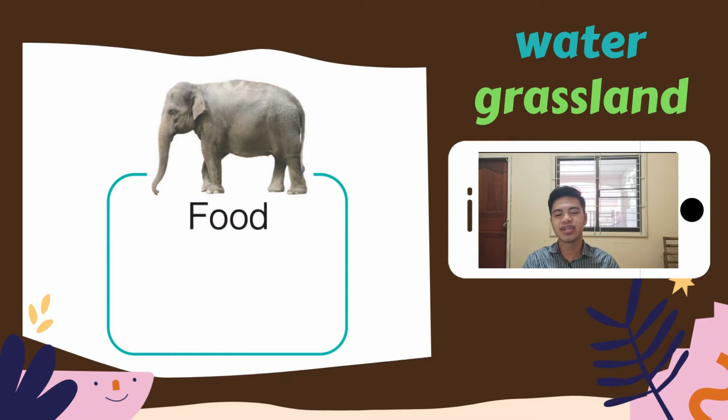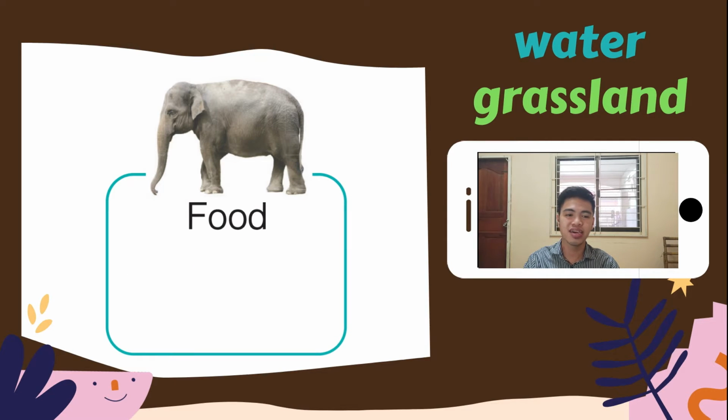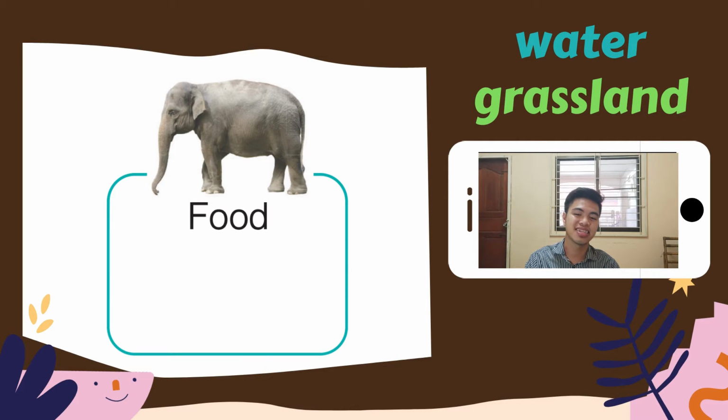So for the next one, we have an elephant. Where does the elephant live? Is it in the water or in the grassland? What do you think, kids? Good job! The elephants live in the grassland. So we're going to match the elephant to the grassland. We can see the picture of the grassland, right? So we're just going to match it together. What are the foods for the elephants? What do they eat?